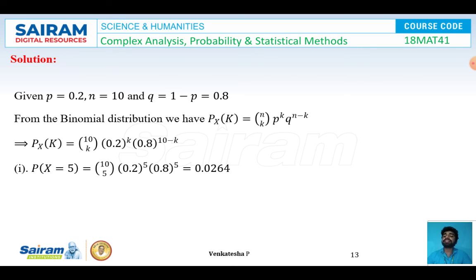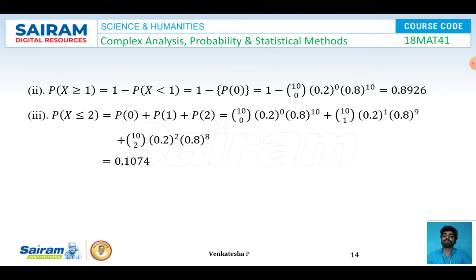5 lines in the sense it is exactly 5 lines. So in this one we have to use the equal symbol, that is P(X=5) we have to find. So I'm going to replace k equal to 5 in the above expression. So I got 10C5 (0.2)^5 (0.8)^5. So I got 0.0264 after simplification.